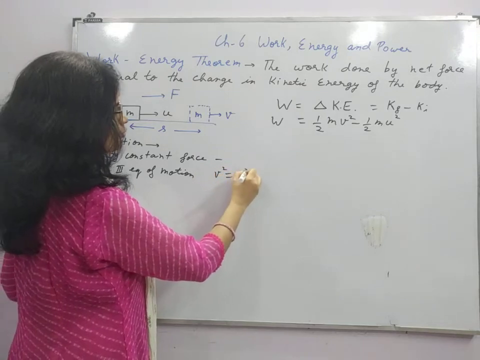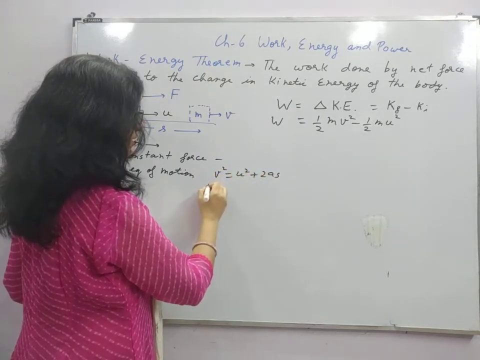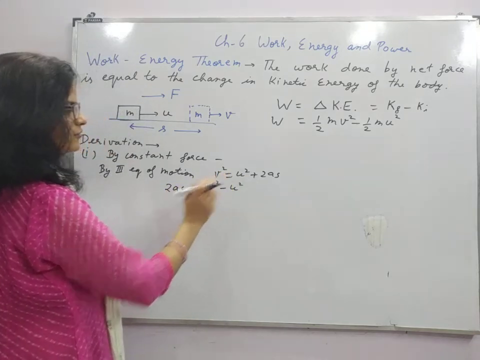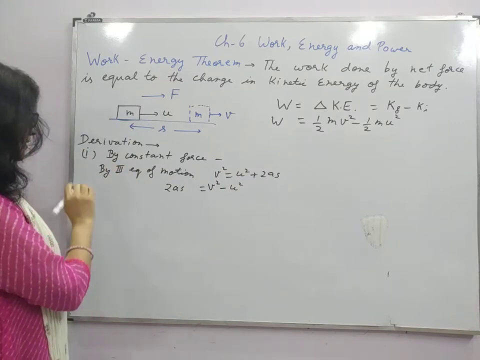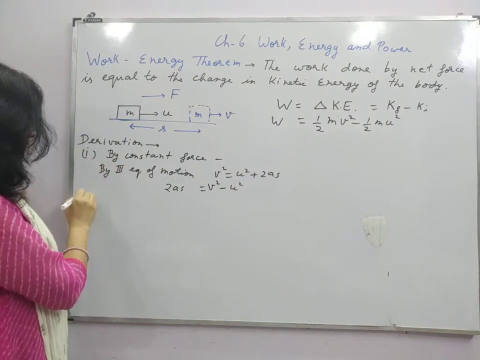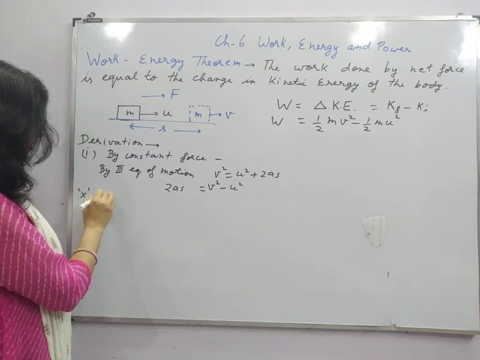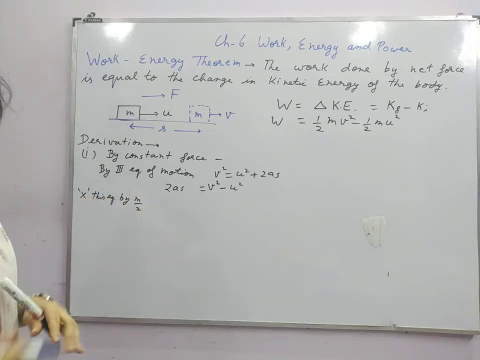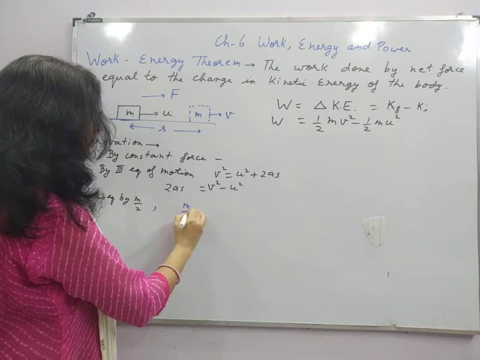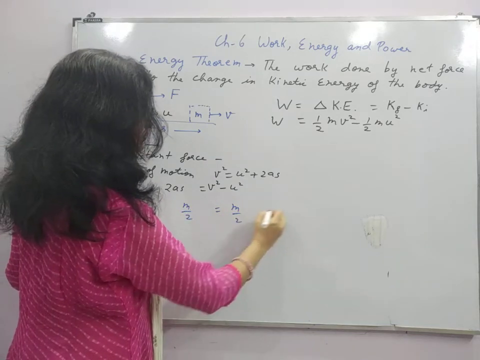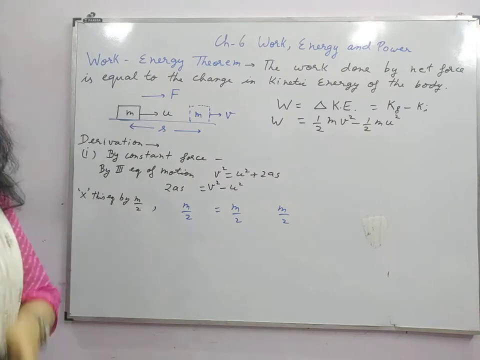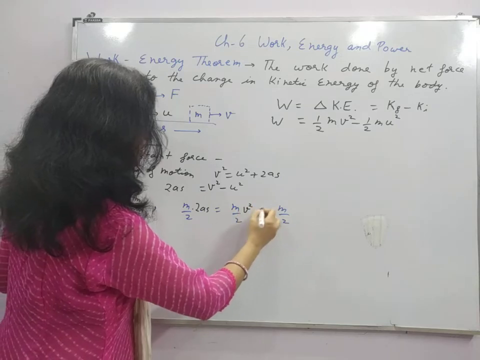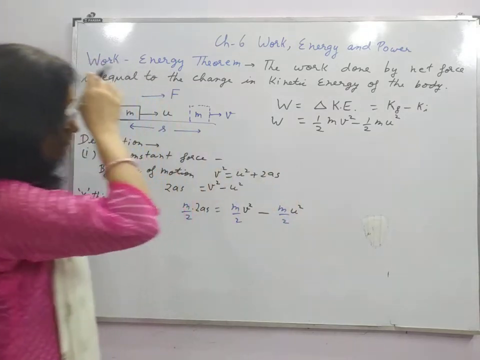v square is equal to u square plus 2as, or you can also write it as v square minus u square is equal to 2as. I have shifted this to one side and reversed the sides. So let's multiply this equation by m by 2. So multiply this equation by m by 2. So what will we get? m by 2 into 2as. This was v square, this was u square, right?